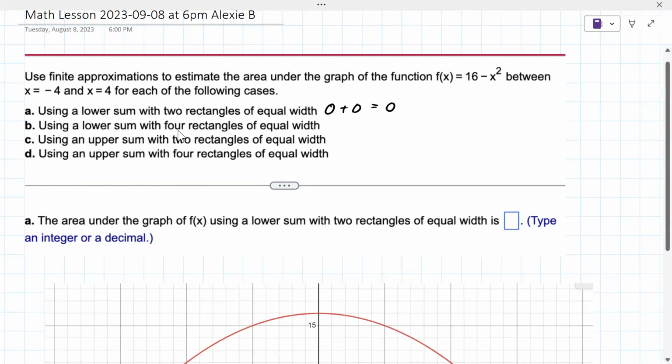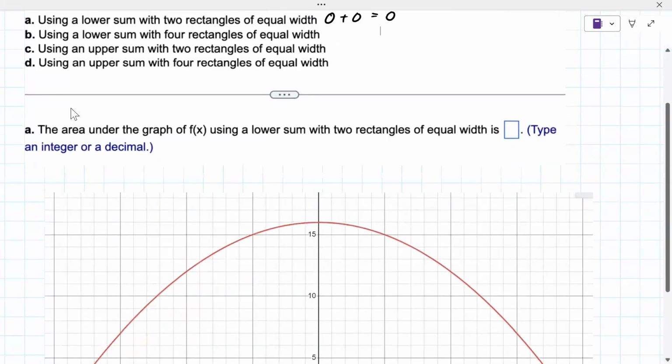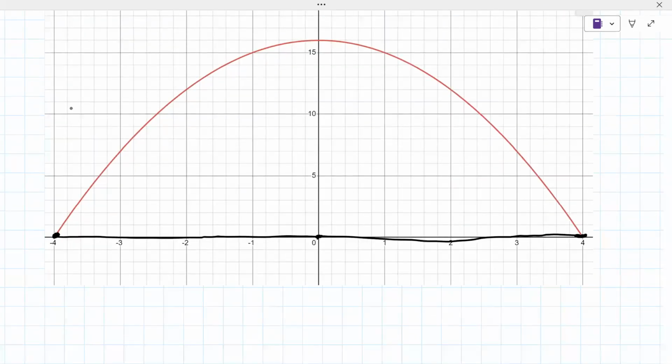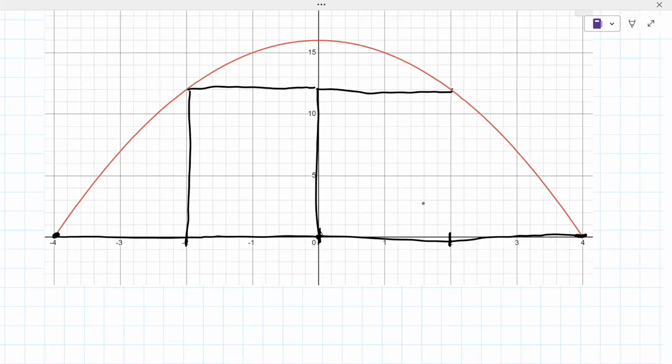Now, 4 rectangles is going to be a little more interesting here. For 4 rectangles, imagine you're cutting up this minus 4 to 4 into four pieces. You would cut it at -2, 0 and 2 like that. And so this next rectangle has this height here, and same with this one over there.